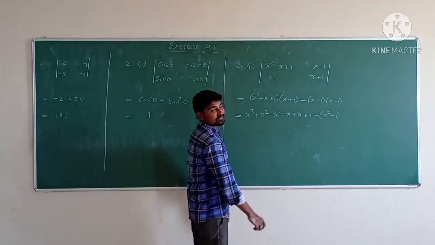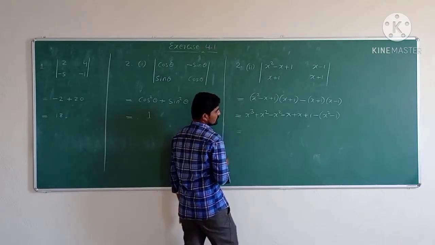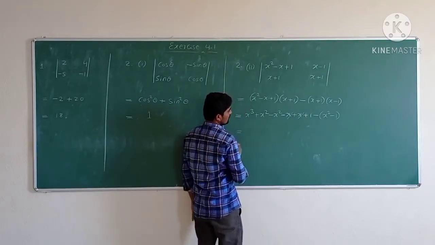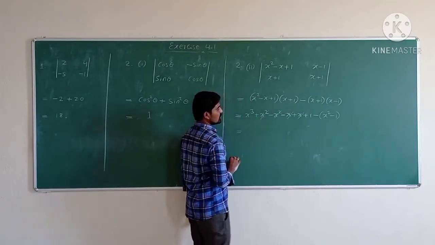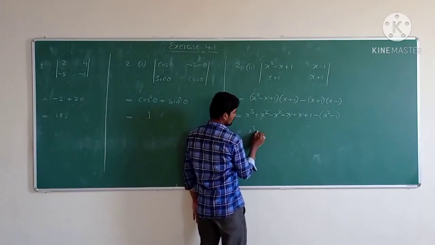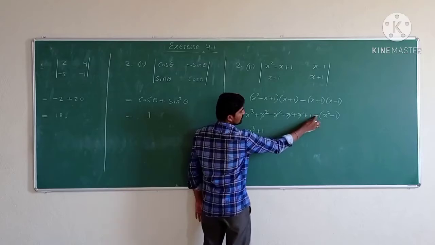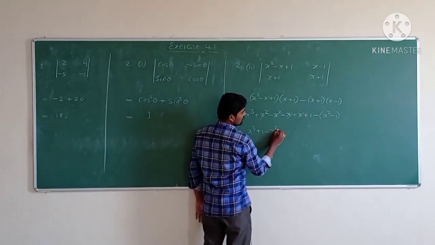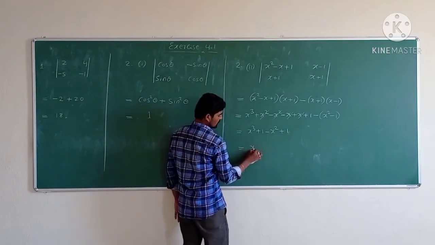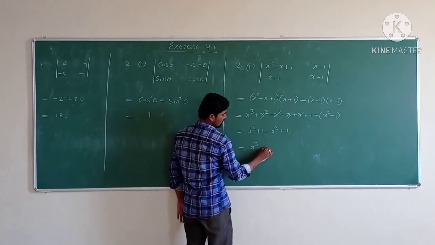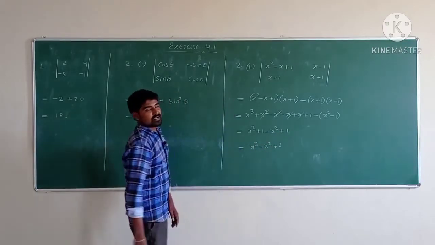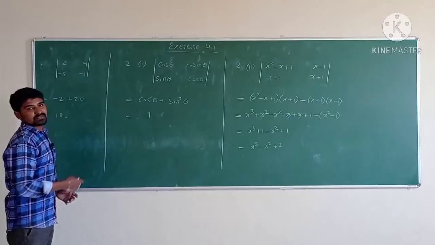Which is equal to minus x plus x get cancelled, plus x square minus x square get cancelled. Here we get x cube plus 1 minus x square minus into minus plus 1. So which is equal to x cube minus x square plus 1, which is equal to plus 2. I hope all of you understood. If possible, take a note.